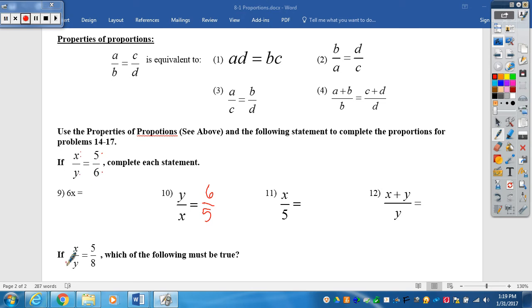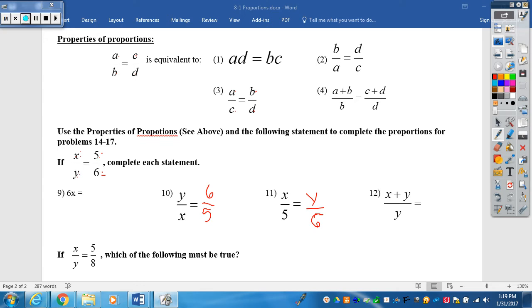Okay. The next one is x over 5. Now, if you look at number 3, I think it was writing that ratio sideways. A over c is equal to b over d. So if we do x over 5, what we're really saying is y over 6. Okay, so again, different ways to write the same proportion.